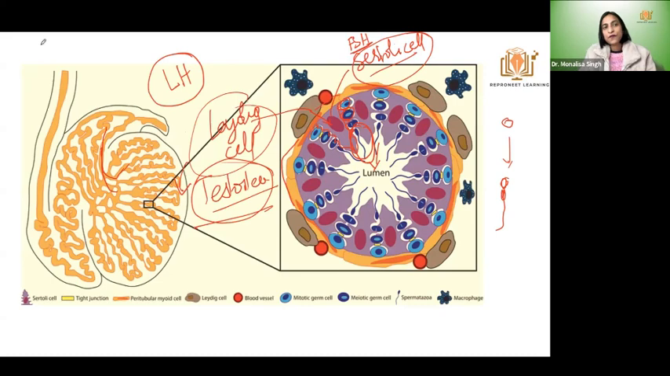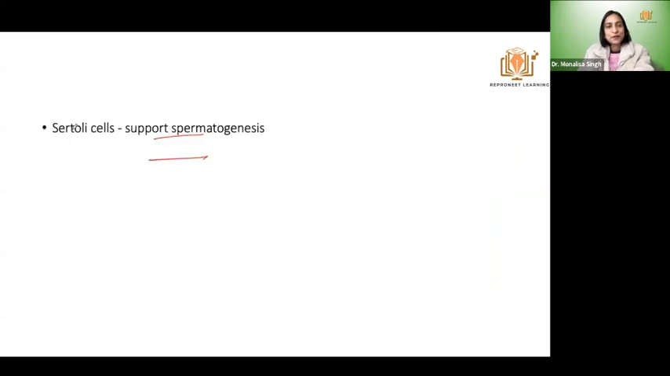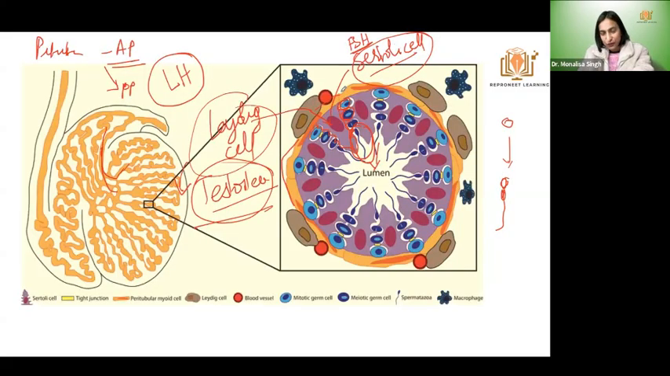These are all products of which gland? The pituitary gland. Anterior or posterior? It is the anterior pituitary. You should also know what are the hormones secreted by the posterior pituitary. For PG exams, you're supposed to know everything of every subject. So Sertoli cell supports spermatogenesis, Leydig cells secrete testosterone, the two cells that we saw in the seminiferous tubule.